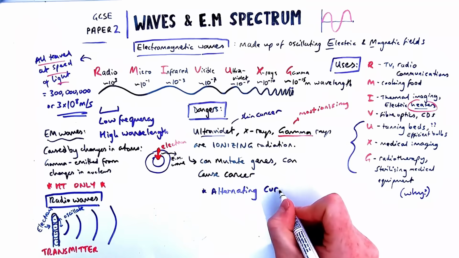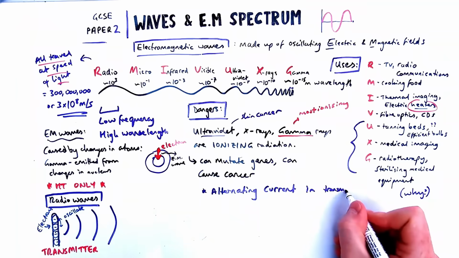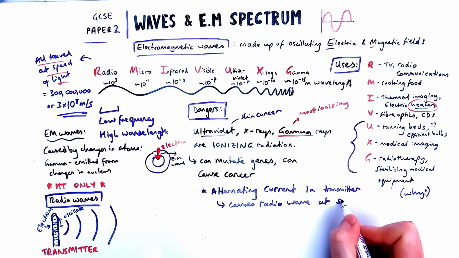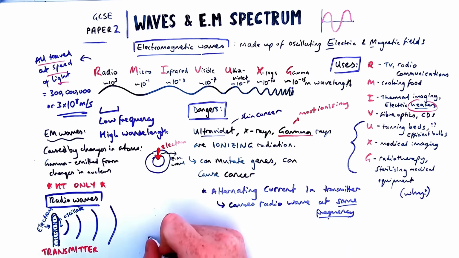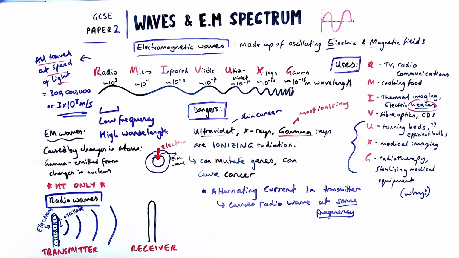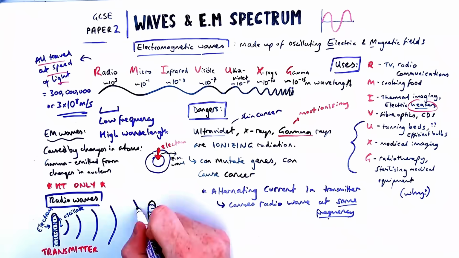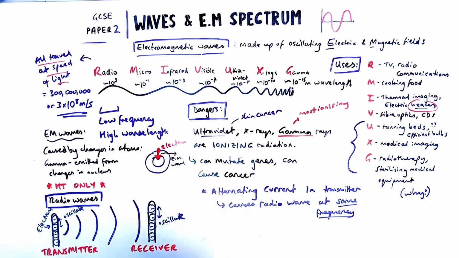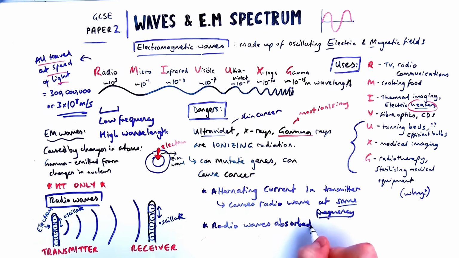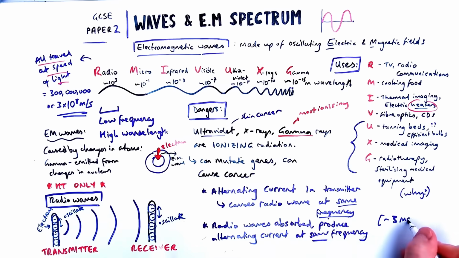So we say the alternating current in the transmitter causes radio waves to be emitted at the same frequency as the alternating current. Next, these radio waves make it over to our receiver, which looks very similar to our transmitter. This time, it's not the electrons that oscillate at the start, but the radio waves are absorbed. They cause the electrons to oscillate and therefore alternating current to be induced. So we say the radio waves are absorbed, they produce an alternating current at the same frequency as the radio waves. And that could be around 3 marks, so it's worth memorising that word for word, I would say.